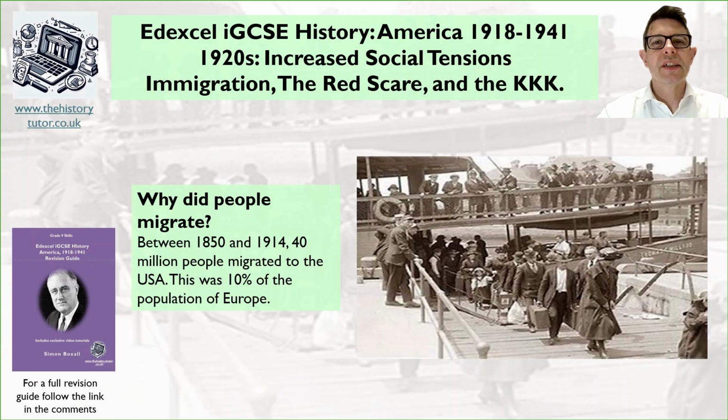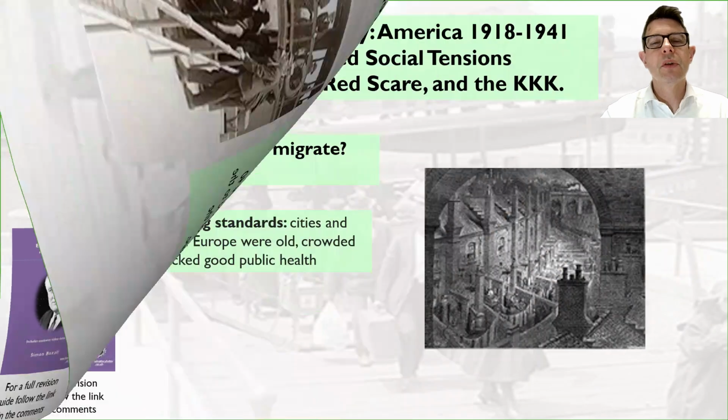So let's look at immigration firstly. Why did people migrate to America? Between 1850 and 1914, 40 million people migrated to the USA. This was 10% of the population of Europe. So why did people migrate?